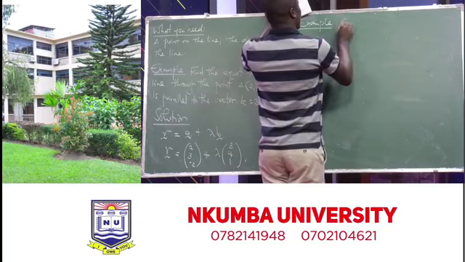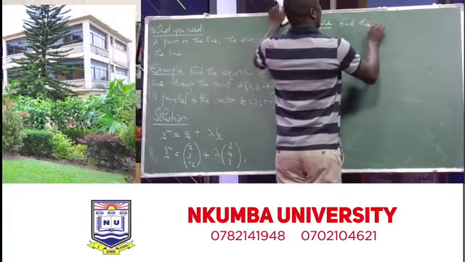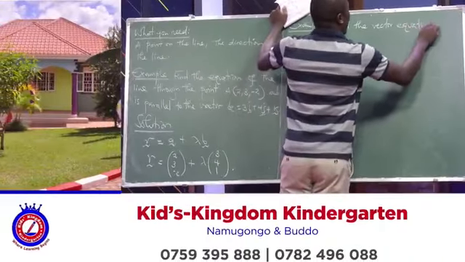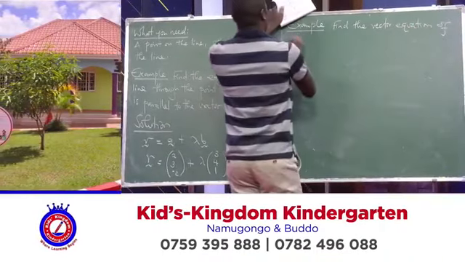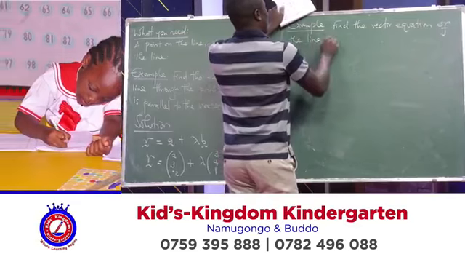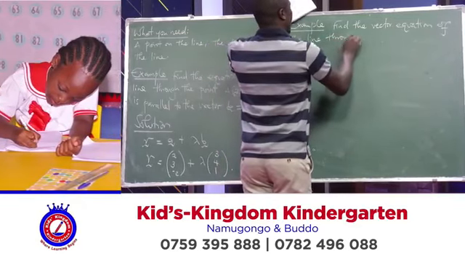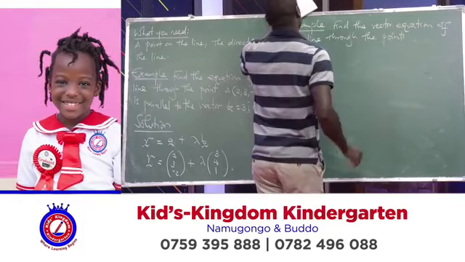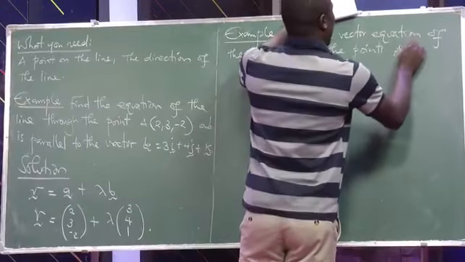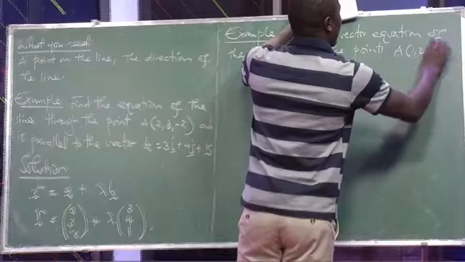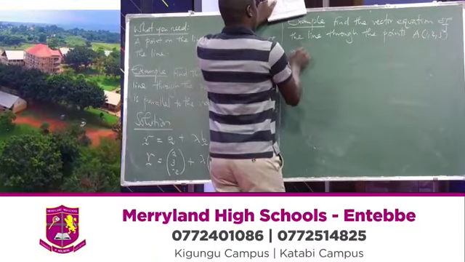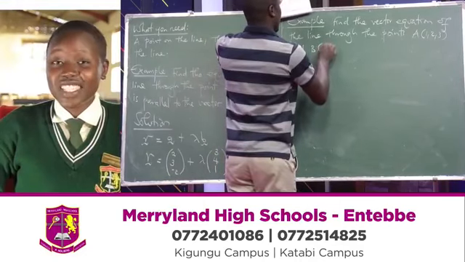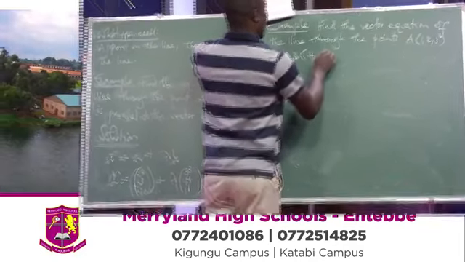Find the vector equation of the line through the points. The line through the points. You have the point A, which is 1, 2, 3, and B, which is the point 4, 4, 4.